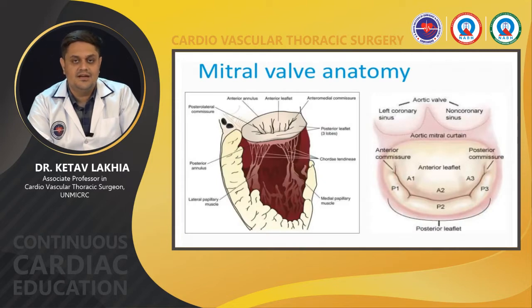This is the schematic diagram showing the mitral valve anatomy. Here you can see this is the mitral annulus, this is the left atrium area, this is the LV area, and this is the mitral valve complex. So this is the mitral annulus, leaflets, and the subvalvular apparatus consisting of chordae tendineae and the papillary muscle. This is the view which we can show after opening the LA. So this is the anterior mitral leaflet and this is the posterior mitral leaflet.